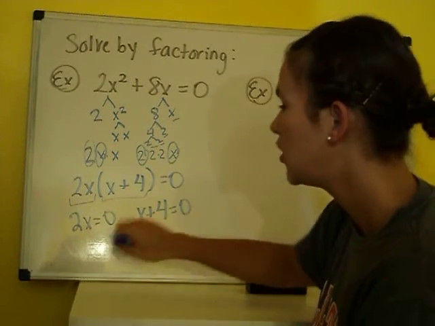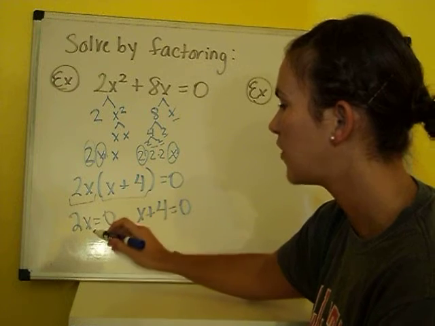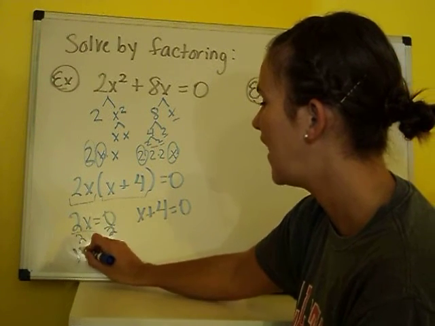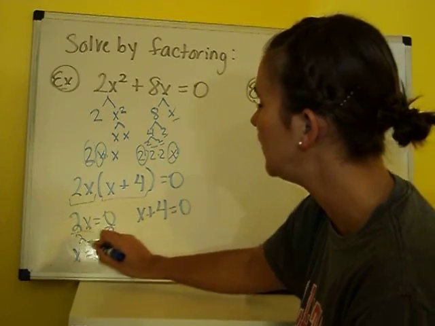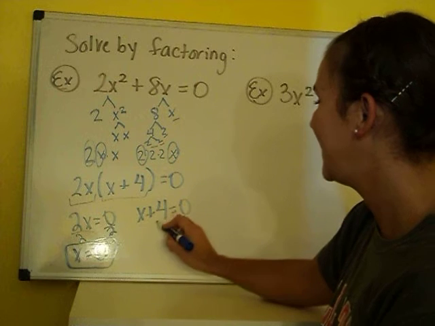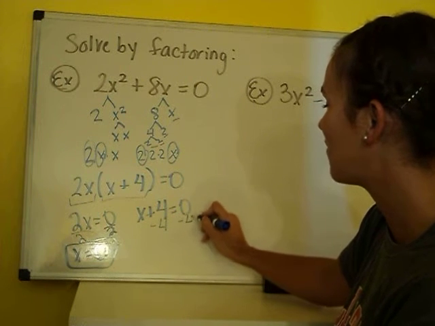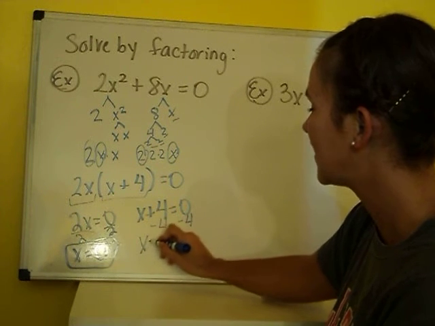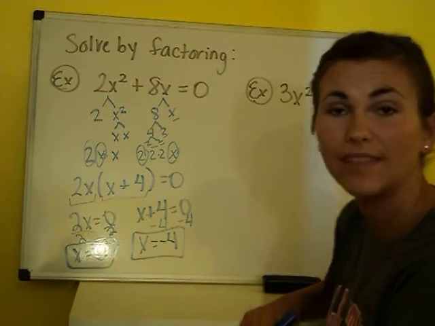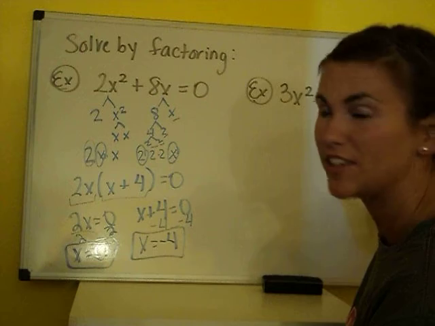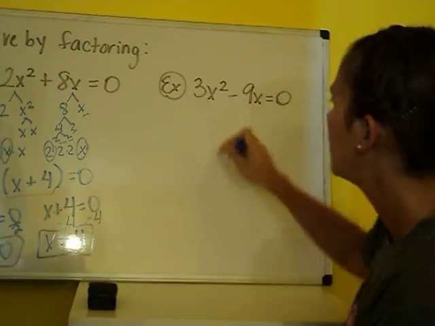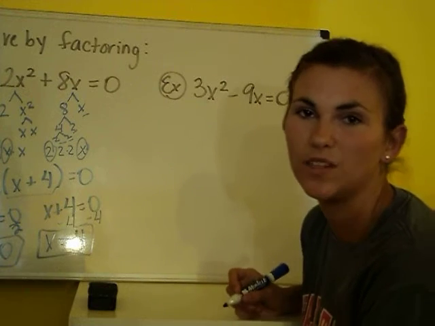And now you solve. 2 times x, I solve for x by dividing both sides by 2. So I get x equals 0. Yes, that is allowed. 0 can be an answer. And then here, I'm going to subtract 4 on both sides. So x equals -4. Okay? Using greatest common factors to solve. Last example, we have 3x squared minus 9x equals 0.